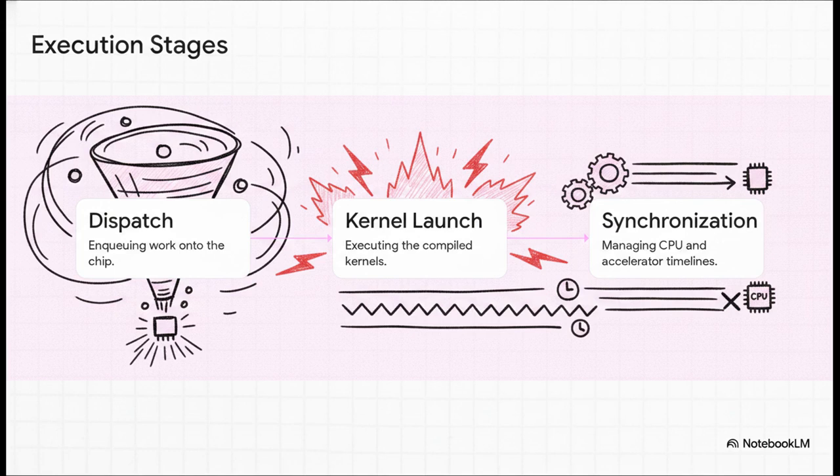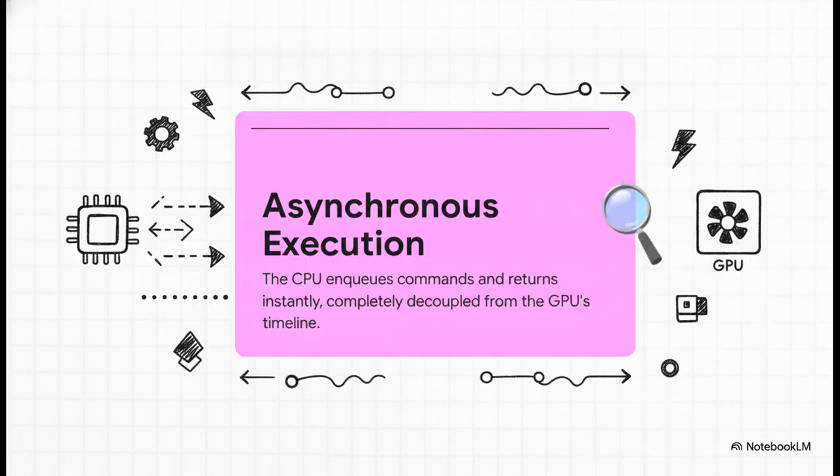These 3 stages cover placement and dispatch, kernel launch, and synchronization. Basically, this is all about enqueuing the work onto the chip, launching it, and this is the most important part, making sure the host CPU doesn't get in the way and ruin your performance. To really understand why an inference pipeline stalls out, we absolutely have to define asynchronous execution.